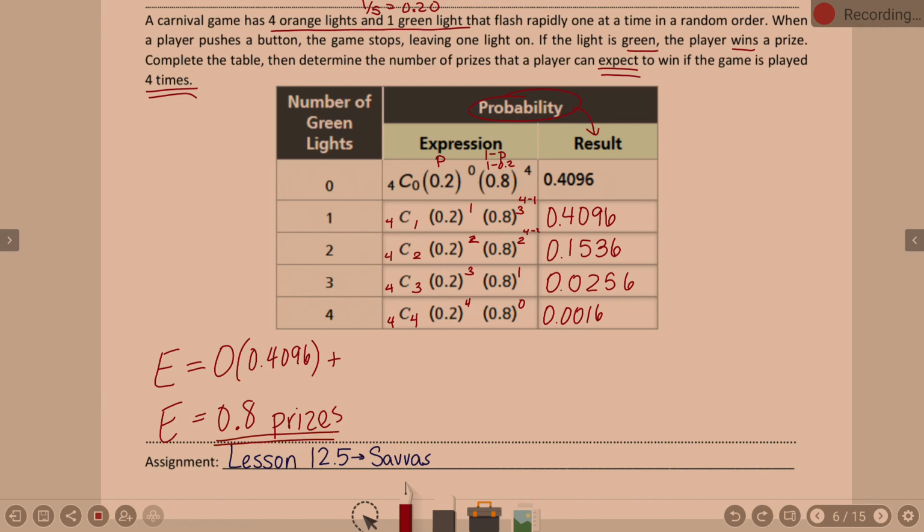Okay, guys, I'm going to finish writing this out. 12.5 is out there and available. But we didn't get the notes done. Yes, we did.